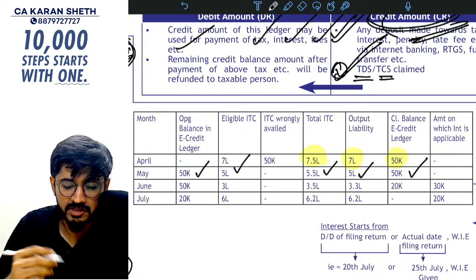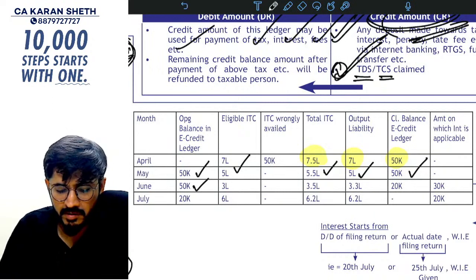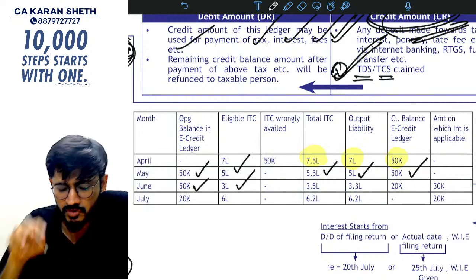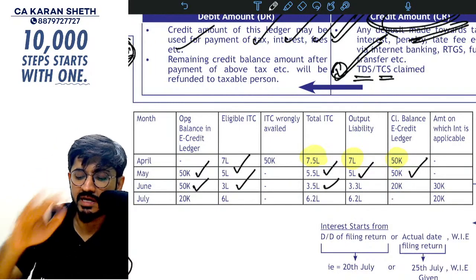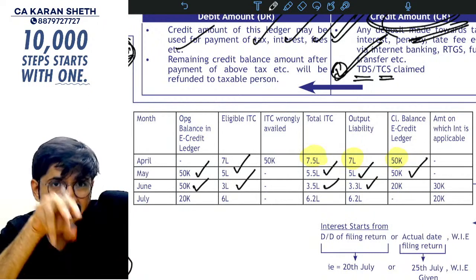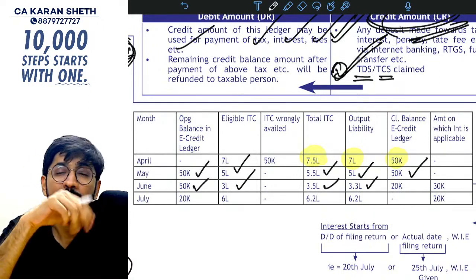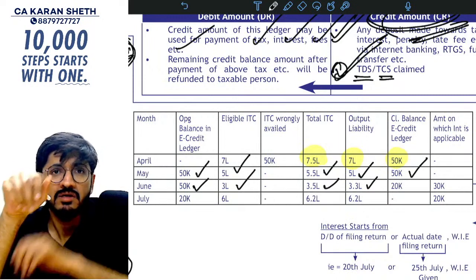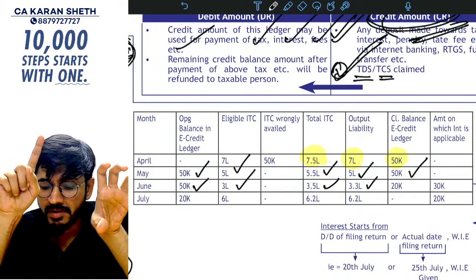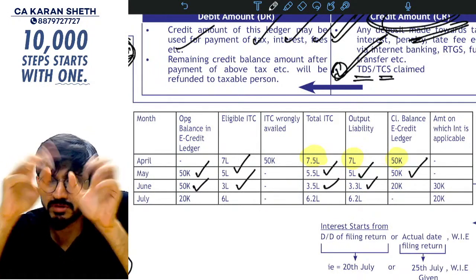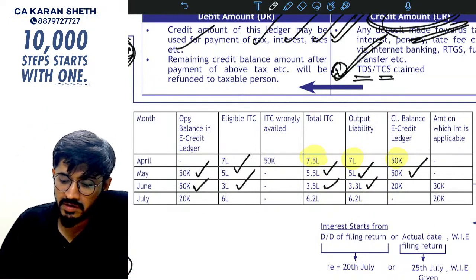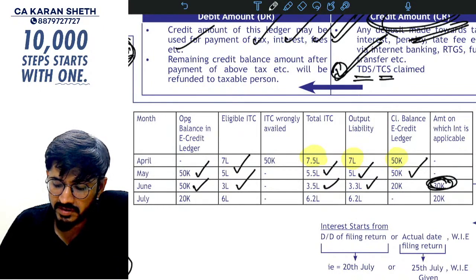And the second last June, 50,000 is your carried forward balance. ITC eligible for that month was 3 lakhs. So total ITC happens to be 3.5. Output tax liability is 3.3. So understand now the balance that you have is of 20. But the wrongly availed ITC is 50. 50 is wrongly availed. But the balance you have is of 20. So that means 30 is wrongly availed and utilized. So your interest will start from your 30,000.